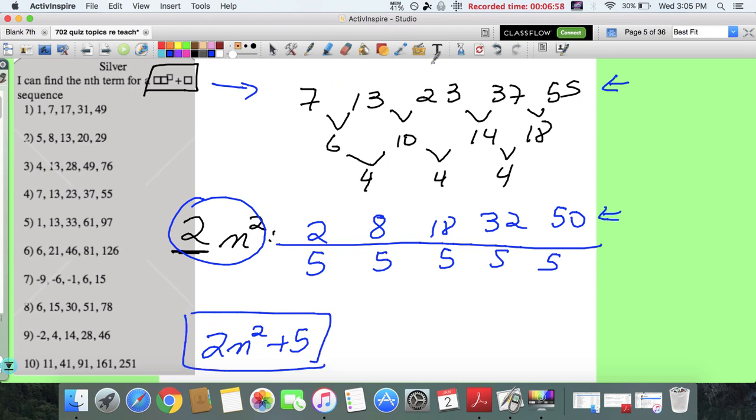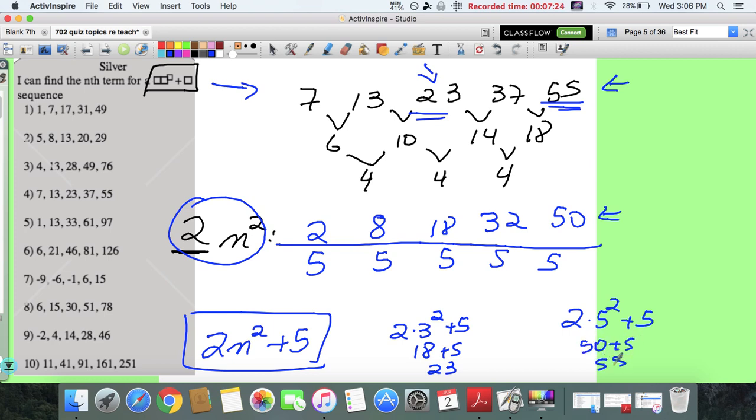Double check. Let's pick this one. This is the third number in our sequence, so let's substitute with n being 3. I get 2 times 3 squared plus 5. 3 squared is 9, times 2 is 18, and then plus 5 is 23. Is that what I have? Yeah, 23. Let's check the fifth term. The fifth term is 2 times 5 squared plus 5. 5 squared is 25, times 2 is 50, plus 5 is 55. Okay, that worked. So again, always double check at least a couple of times. So my final answer, the nth term, is this. I can use this to find any term in this sequence.